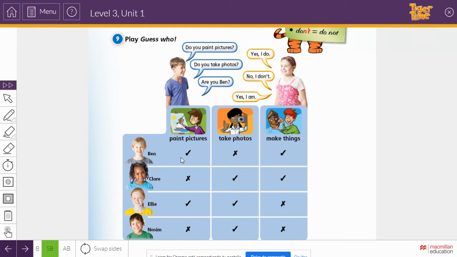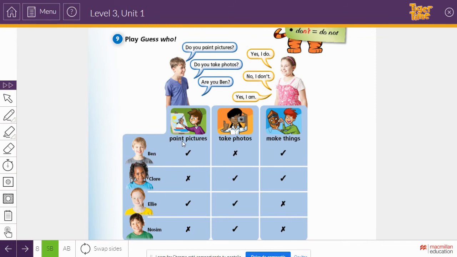Ben, do you paint pictures? And he said, yes, I do. Ben, do you take photos? No, I don't. Do you make things? Yes, I do. Now, what about Claire? Claire, do you paint pictures? No, I don't. Do you take photos? Yes, I do. Do you make things? Yes, I do.